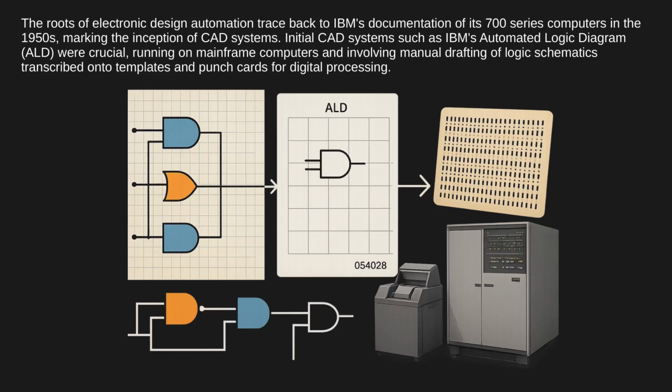The roots of electronic design automation trace back to IBM's documentation of its 700 series computers in the 1950s, marking the inception of CAD systems. Initial CAD systems, such as IBM's Automated Logic Diagram, ALD, were crucial, running on mainframe computers and involving manual drafting of logic schematics, transcribed onto templates and punch cards for digital processing.